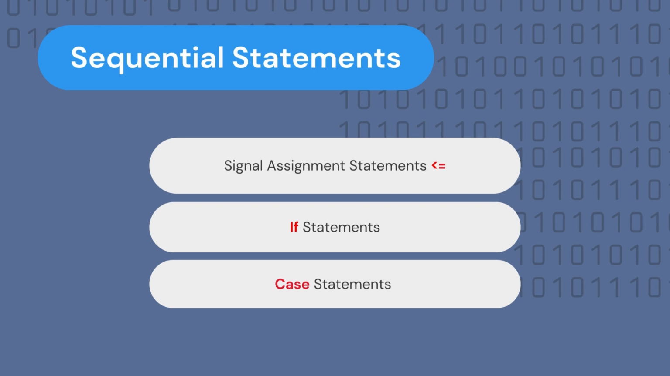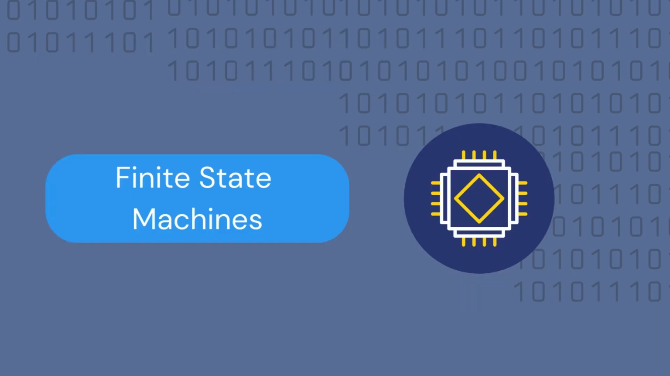You can take a look at our two previous videos to understand the difference between concurrent statements and sequential statements and the many ways you could write a concurrent or sequential statement. However, one application of sequential statements in designing circuits is the finite state machine.